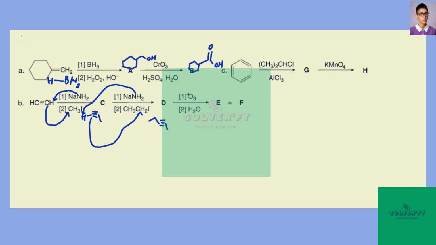And now we're taking ozone and water, which is going to do ozonolysis. And what that does is that it is going to cleave in between this triple bond, oxidatively cleave through this triple bond to give us two carboxylic acids, one having one carbon, one having two carbons. So E will have that one carbon carboxylic acid. F will have the two carbon carboxylic acid.